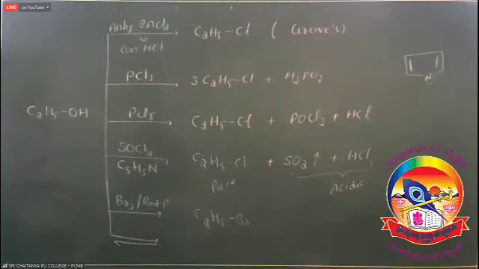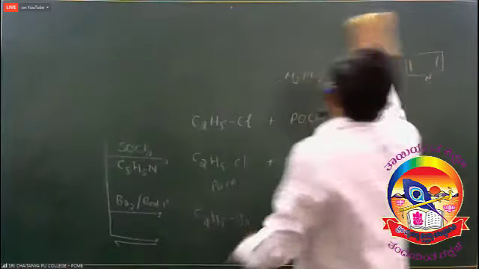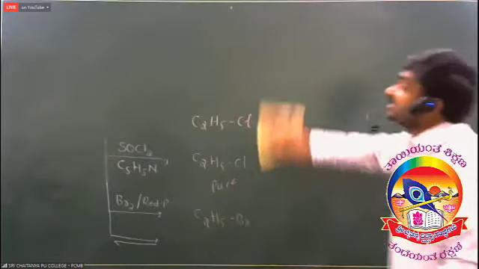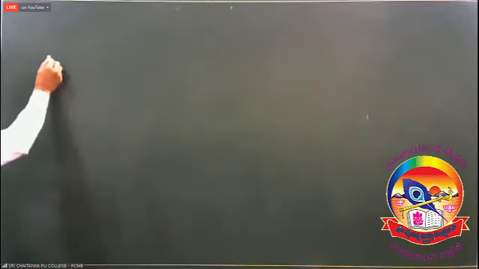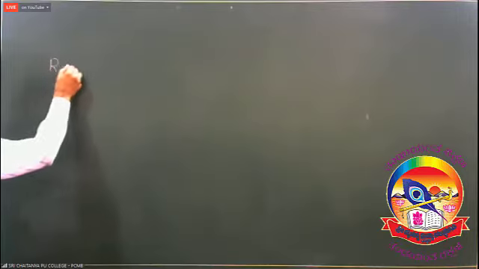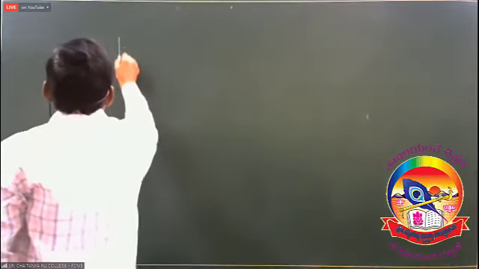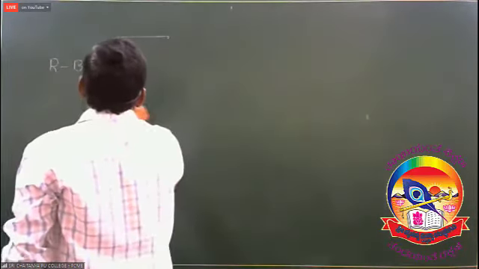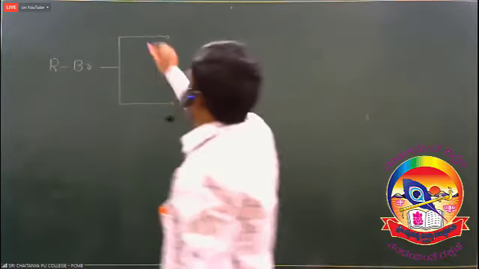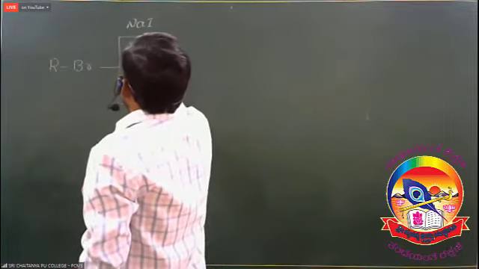The next one: preparation of alkyl iodide, a named reaction. The Finkelstein reaction and the Swarts reaction. What are the Finkelstein reaction and the Swarts reaction? They are interconversions of alkyl halides, mainly alkyl bromide. Alkyl bromide is treated with sodium iodide, NaI, in the presence of acetone.